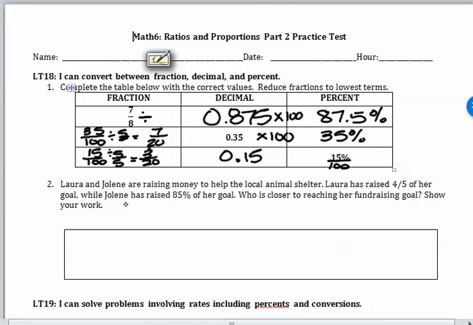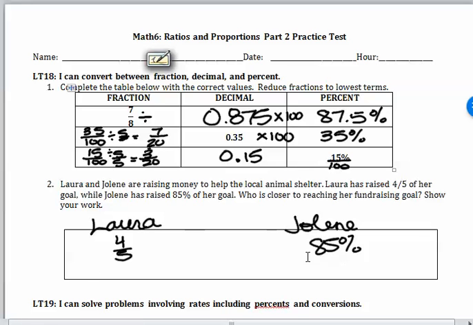Okay, if we look at that as a decimal, it's 15 hundredths, so it looks like this, 15 out of 100. In this one, Laura and Jolene are raising money to help at a local animal shelter. So Laura has 4/5 of her goal, while Jolene has 85%.